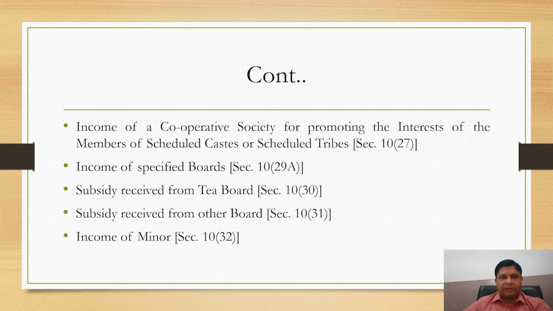Subsidy received from other boards, like under any such scheme of replantation of rubber plants, coffee plants, cardamom plants, or plants for the growing of such other commodity, or for replantation or consolidation of areas used for cultivation of rubber, coffee, cardamom, or such other specified commodity, is exempted.